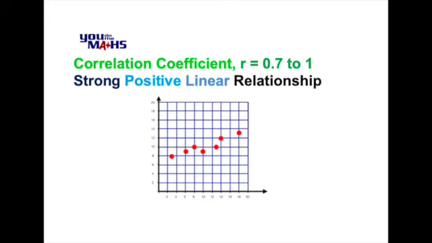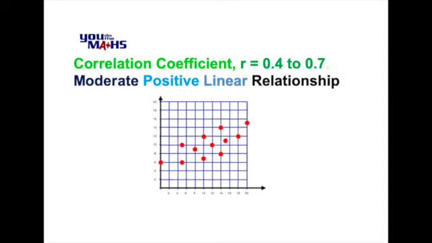still in a positive direction, so as one variable increases, so does the other, but the points are slightly away from a line, and a correlation coefficient figure between 0.7 to 1 indicates that strong relationship. If the points deviate further from the line, we still say it's a positive linear relationship, but we describe the relationship as a moderate one. So a correlation coefficient figure between 0.4 to 0.7 would reflect a moderate relationship.